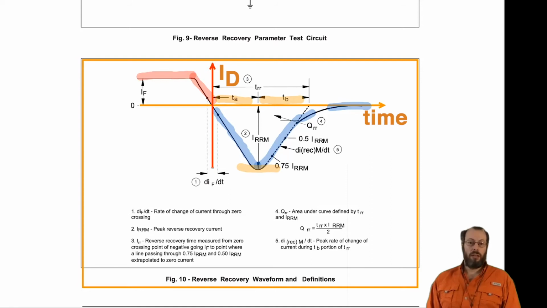The total amount of reverse recovery time is the sum of those two, and the whole triangle underneath the current waveform, the area underneath that curve, is defined as the so-called reverse recovery charge, QRR, and can simply be calculated by the area of the triangle.